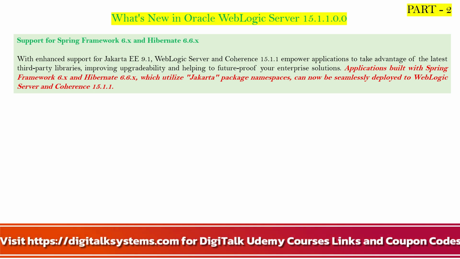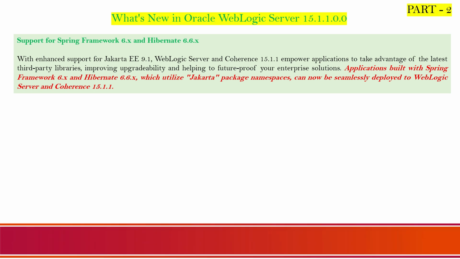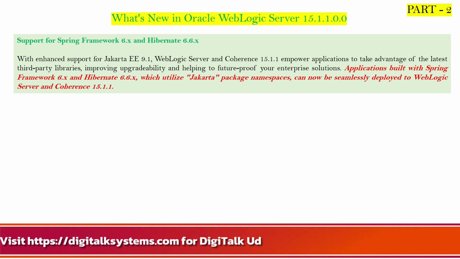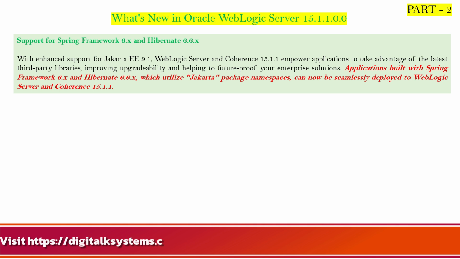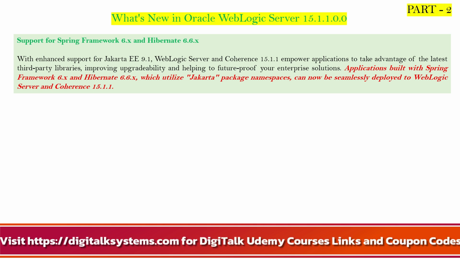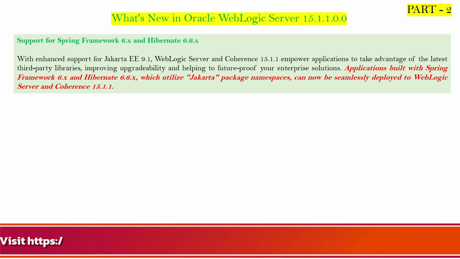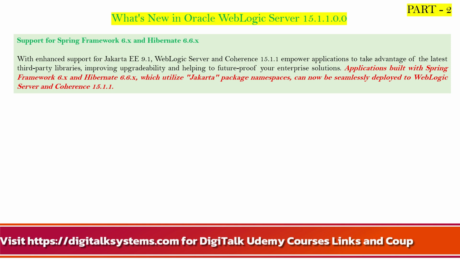The very first thing is that it now supports Spring Framework 6.x and Hibernate 6.6.x. That means if you are developing an application using either of these frameworks, which specifically utilize the Jakarta package, which is the standard transformation feature we discussed in part one, then when we develop the application using Spring Framework 6.x or Hibernate 6.6.x, it will automatically consider the default package name as Jakarta.